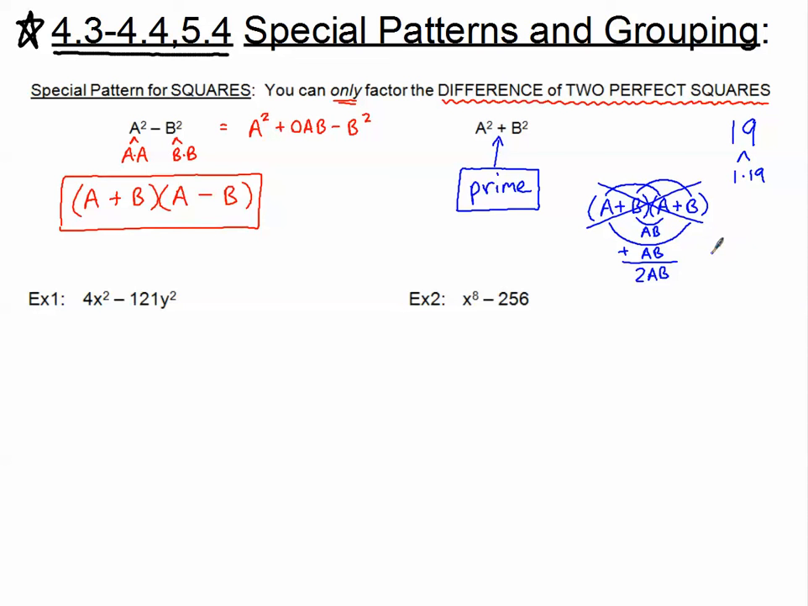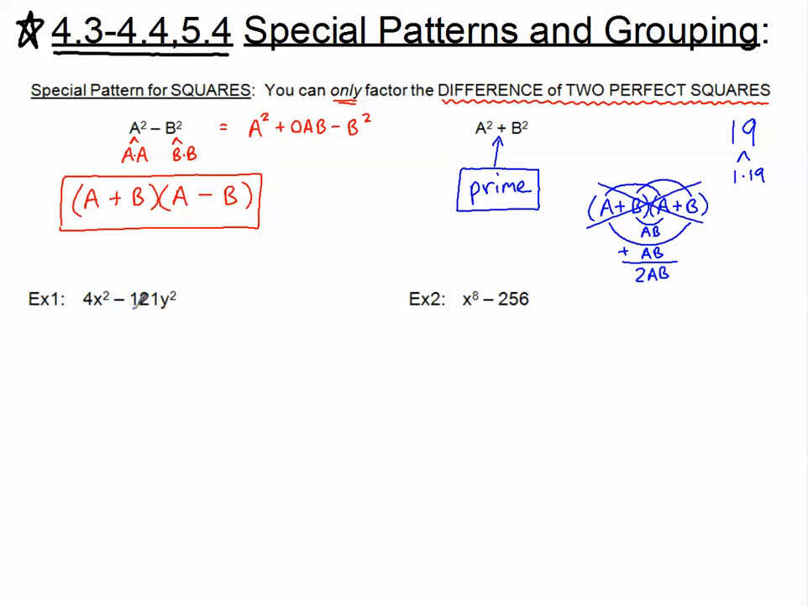So maybe you say, well, if it's not two plus signs, maybe I put in two minus signs. But that won't work either because then you'd have a negative 2ab. There cannot be factors for a sum of two perfect squares. We call it prime. Okay, so let's look at two examples.